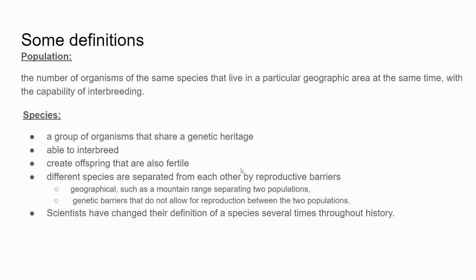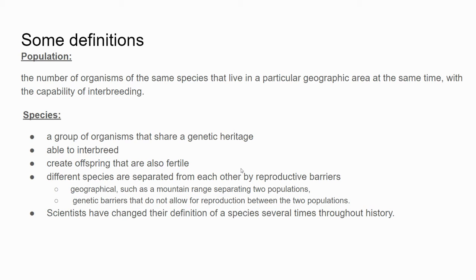Okay. Let's start off here just talking about a couple of definitions before we get in here. So, a population is the number of organisms of the same species that live in a particular geographic area at the same time that are capable of interbreeding. Okay, so any population, they are in contact with one another, they can breed if they want to, and they can pass their genes on to one another.